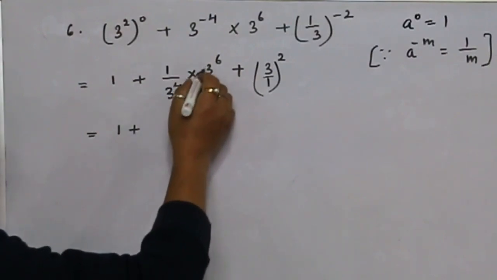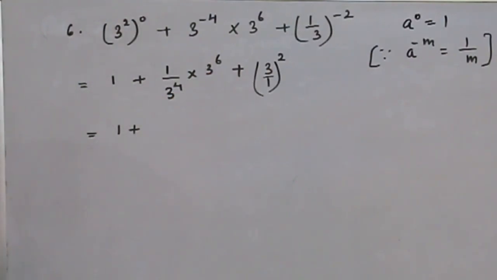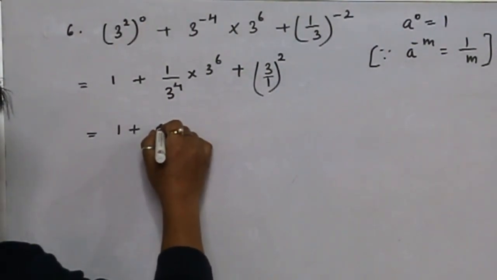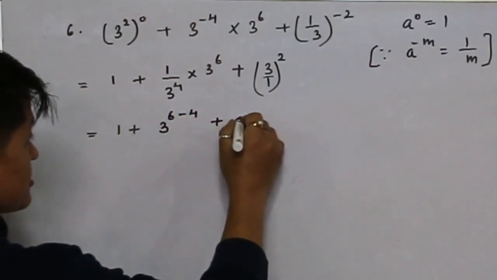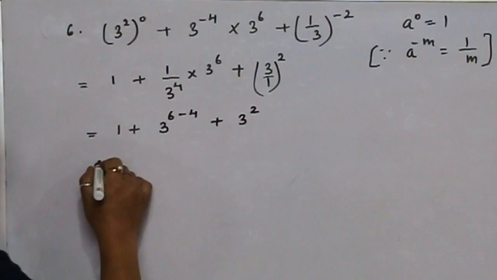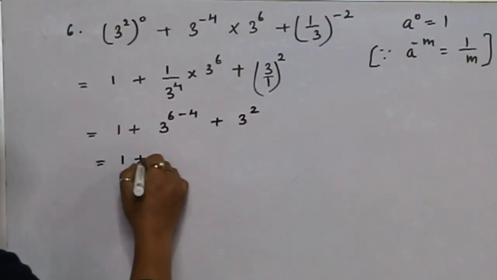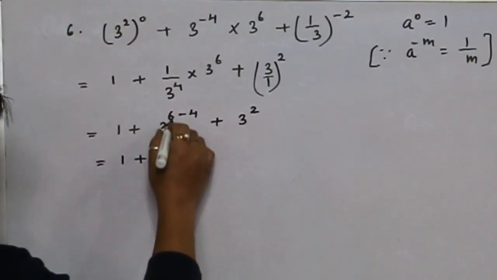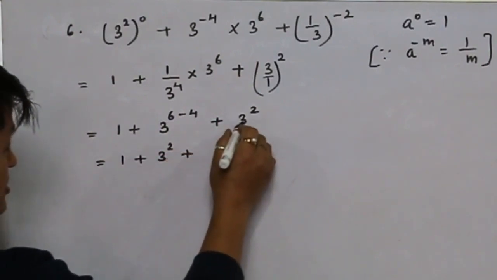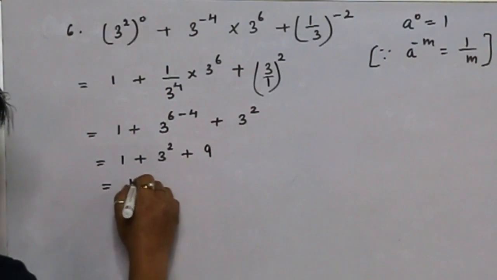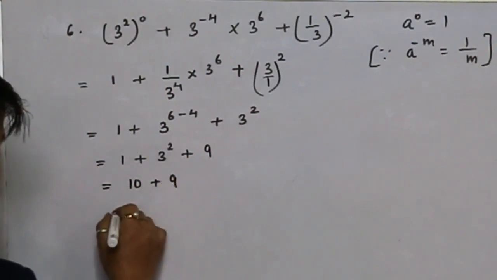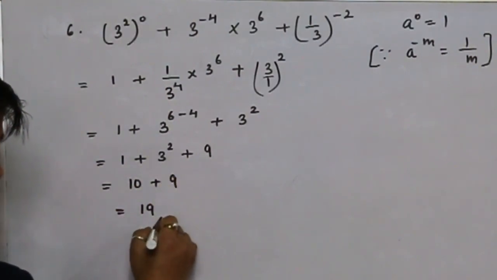So these are division. When the like terms, so both have the base 3, are divided, the powers are subtracted. This can be written as 3 to the power 6 minus 4, plus 3 squared. This can be written as 3 to the power 2 plus 3 threes are 9. So 1 plus 9 is 10, plus 3 threes are 9, is equal to 90.